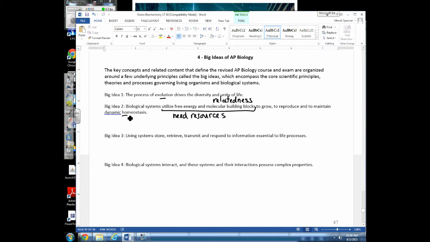Big idea 3 states that living systems store, retrieve, transmit, and respond to information essential to life processes. We see this in protein synthesis. We talked about DNA stores genetic information. It's retrieved by the mRNA. The mRNA takes it to a ribosome where it's transmitted, or it's translated into an amino acid sequence. So another way to say this concept is that organisms communicate. We're talking about communication.